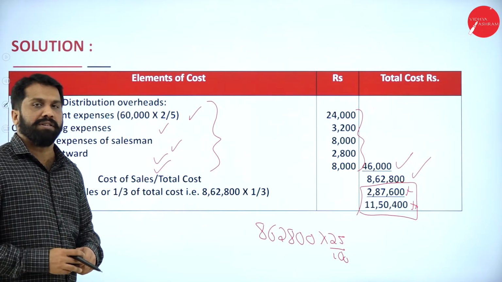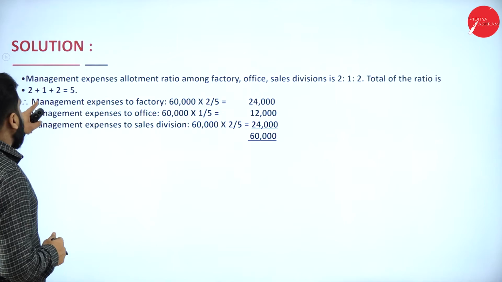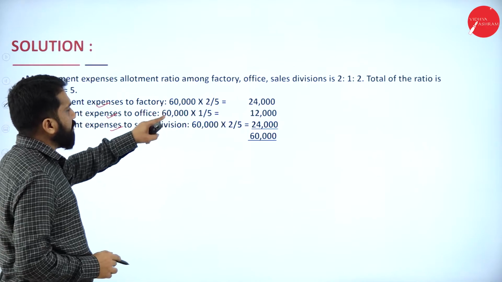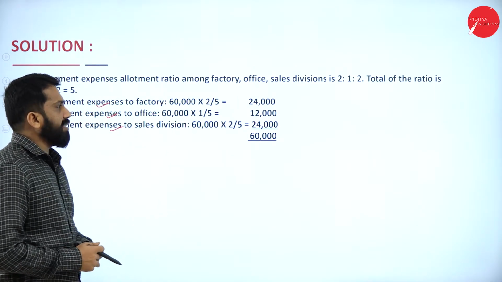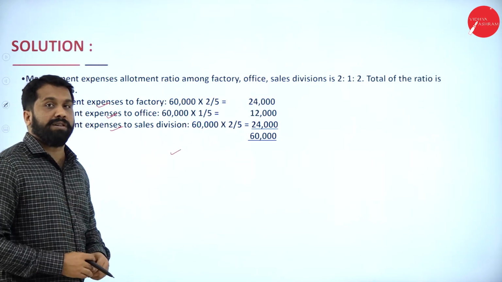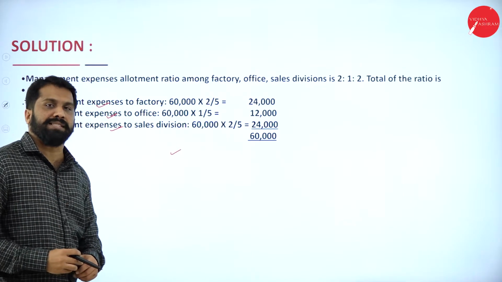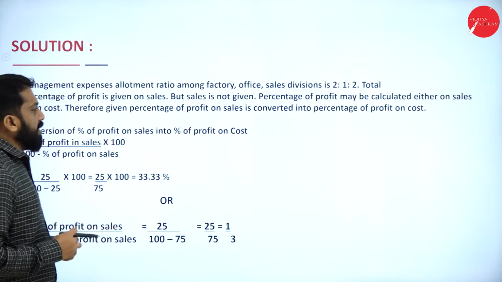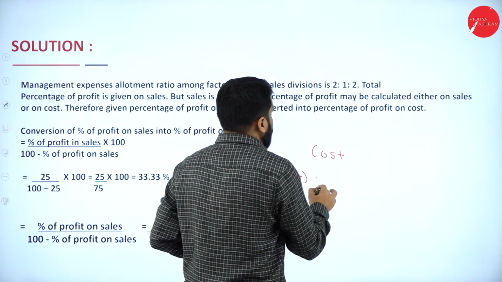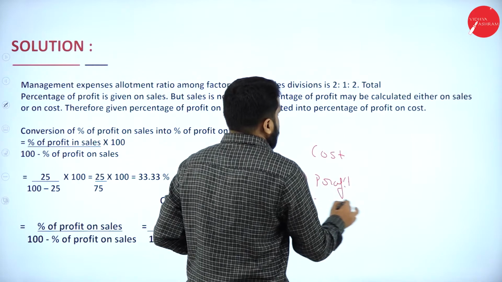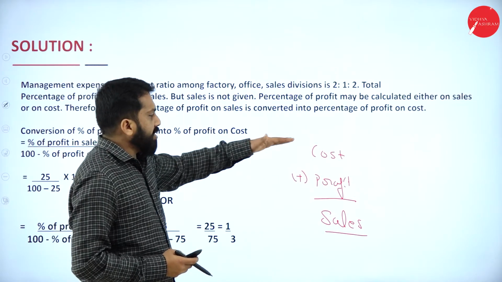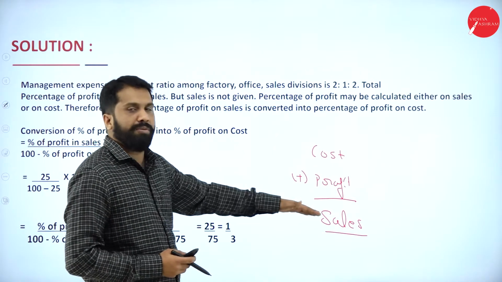For that, we have a working note. Remember, these are the working notes for your management expenses: 60,000 into 2 by 5, 60,000 into 1 by 5, as well as 60,000 into 2 by 5. Hope there is no doubt in this. Your second working note is to find out your profit as well as sales. So, in this, normally what happens? Cost plus profit is equal to sales. This is the first thing that normally happens. Cost is given, profit is given, add both, you will get sales.